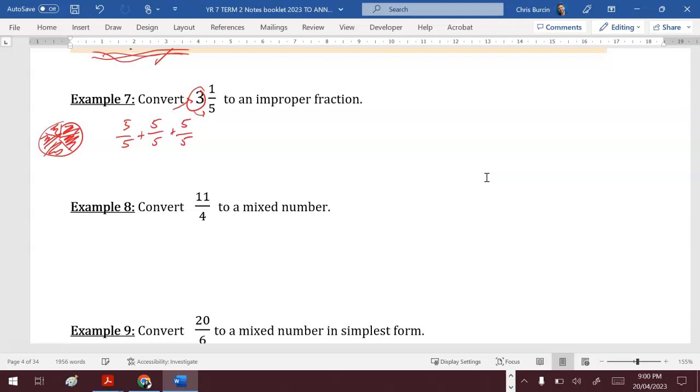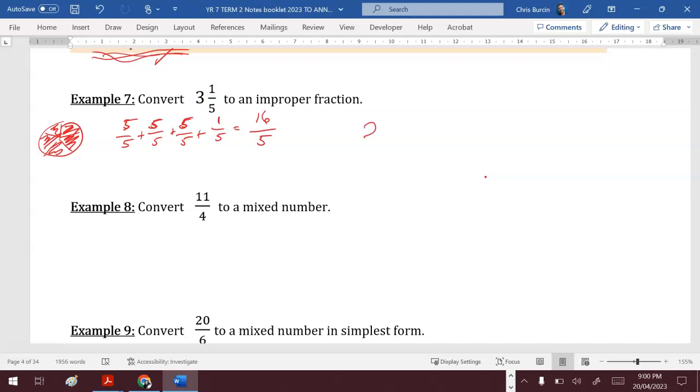This is the long version. I'll show you the short one. Plus the 1/5 that we've got left. So that's 5 plus 5 is 10, 15, 16. So the answer is 16 fifths.